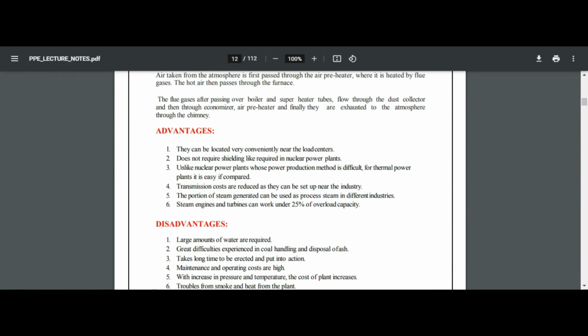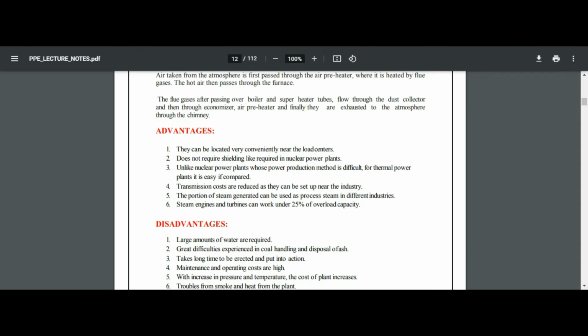Next is advantages. The thermal power plants can be located very conveniently near the load centers. That is, if we get a particular coal in a particular area, we can locate a thermal power plant near to the load center. The thermal power plant does not require shielding like required in nuclear power plants. We need shields, that is, nuclear radiation avoiding shields are placed in nuclear reactor. Here we don't require any shield.